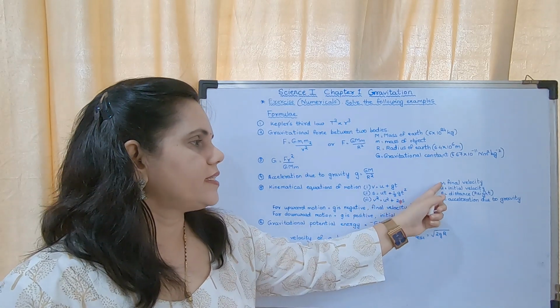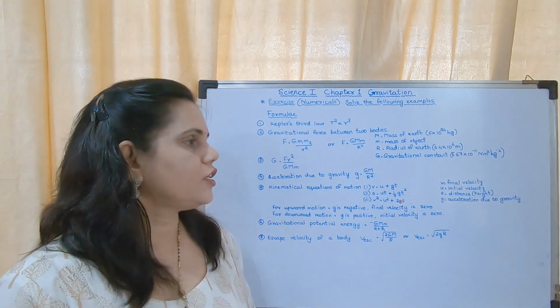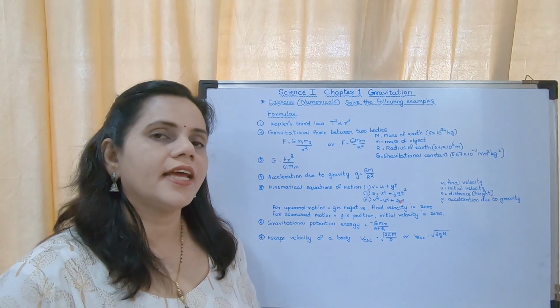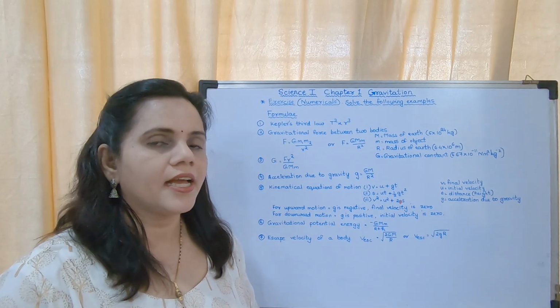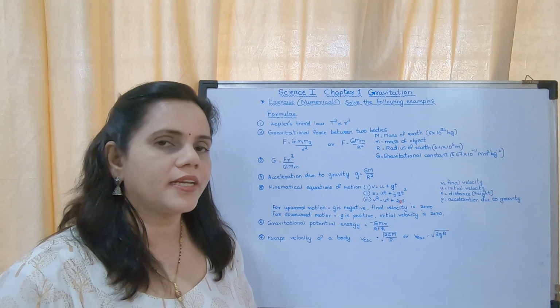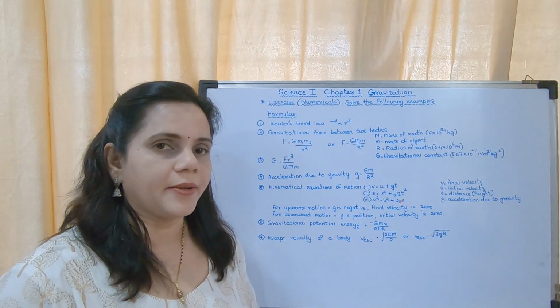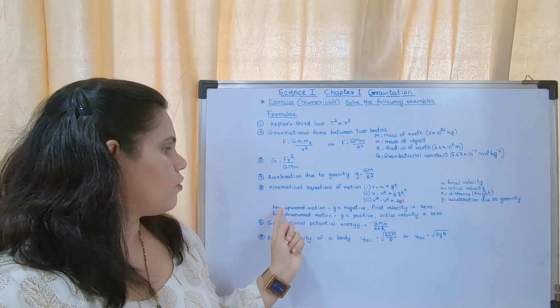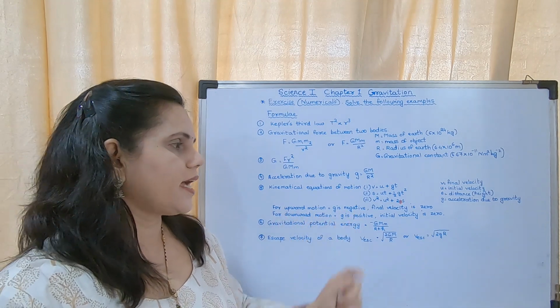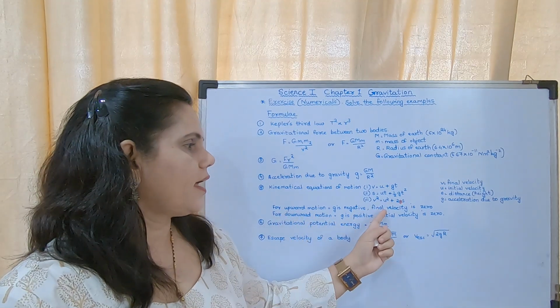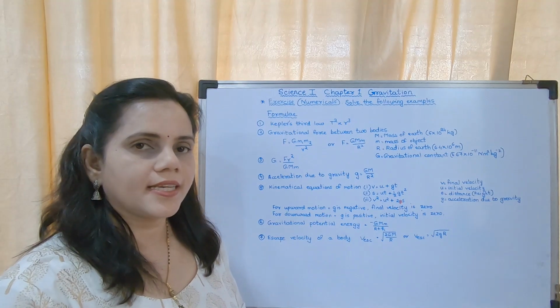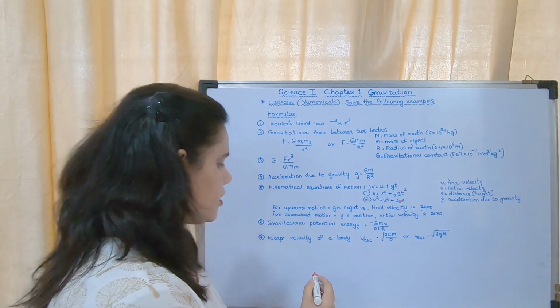Now v is the final velocity, u is the initial velocity, s is the distance or the height, g is acceleration due to gravity, and t is the time. Now you have to remember, for an upward motion g has to be taken as negative and final velocity is 0. I had discussed this earlier also.